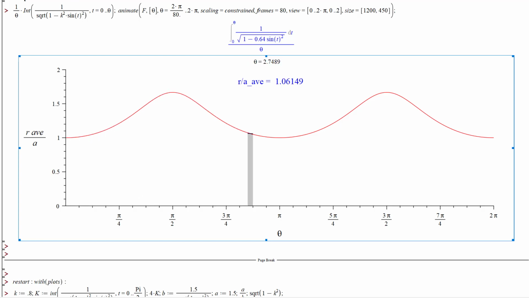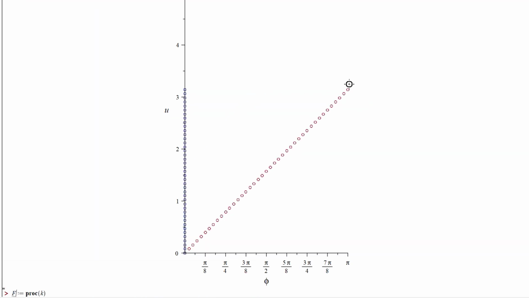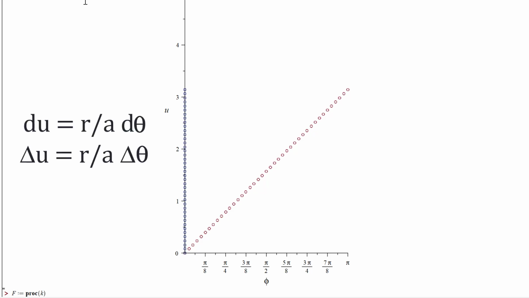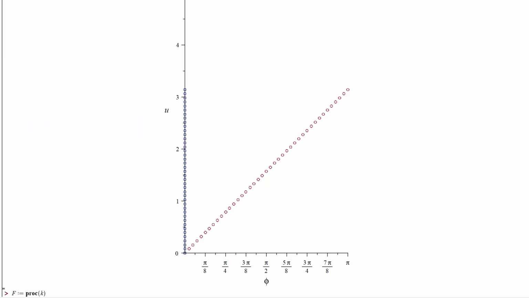But the minimum is always bigger than 1 for any positive subinterval. It's pretty close to 1, just about 1. So what the graphs of the Jacobi elliptic functions are, they're a stretching of sine and cosine, but not uniformly. So let's look at how much u is stretched by. It's stretched by r over a. du is r over a d theta. Delta u is r over a delta theta. So there's different stretching depending on the theta.